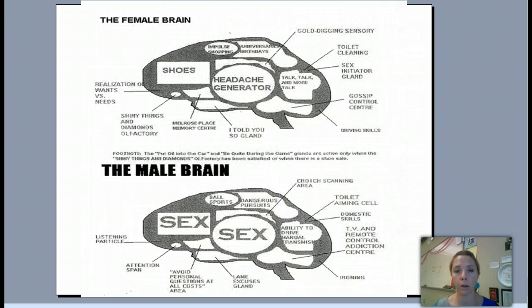So this right here is supposed to be funny, but it's looking at the female brain versus the male brain. You can look at that and laugh as you see fit.